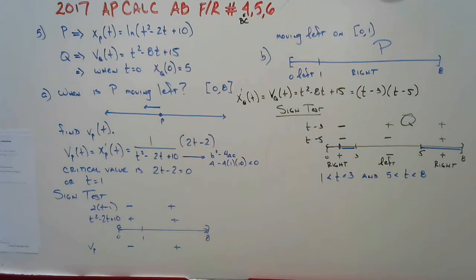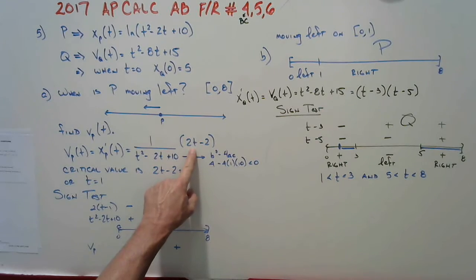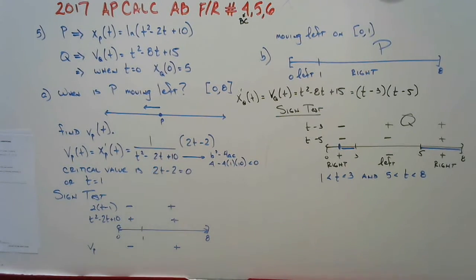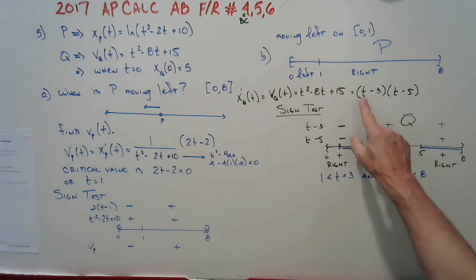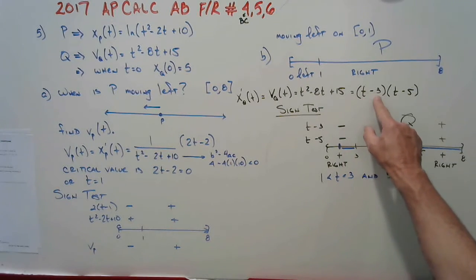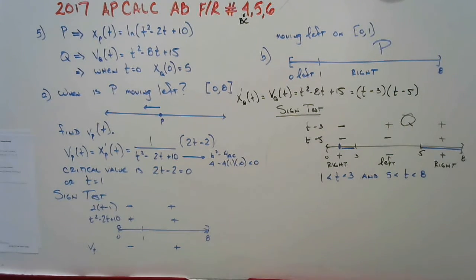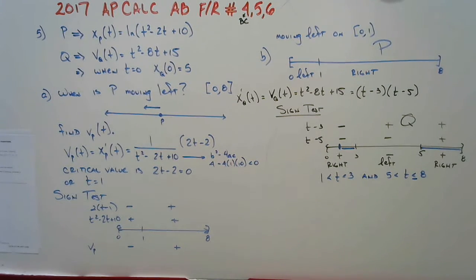What's going on at 8? Well, if I put 8 in here, that's 2 times 8, 16, minus 2, 14. This is positive, 14 over 14. So at time 8, particle P is moving to the right because its velocity is positive. At time 8, for this particle, this would be 8 minus 3, that's positive. This would be 8 minus 5, that's positive. So they're both moving to the right at time 8. So we have to make sure we get that included.